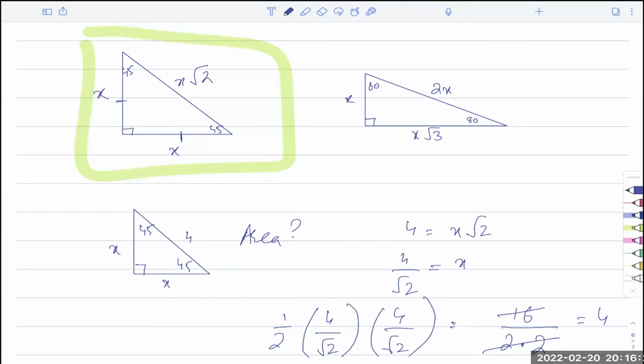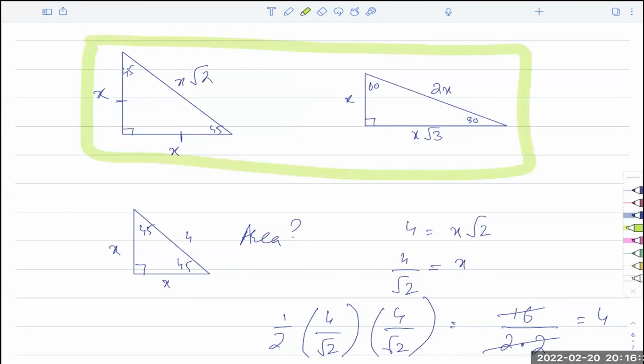Sir, then how did you do this? So you have to memorize these 2 special triangles. You actually have to memorize them. These are triangles in which one is isosceles, which means one side is x, the other is also x, and the third is x square root 2. That is the isosceles right triangle. And there is the second one in which you have 30, 60, 90.